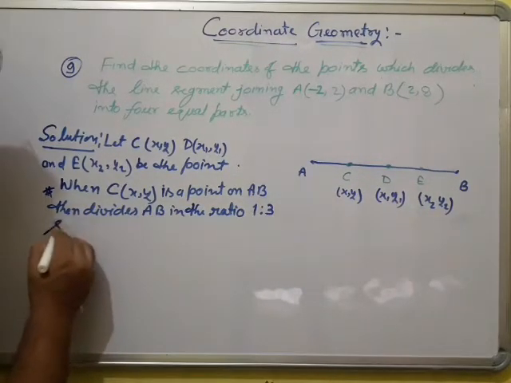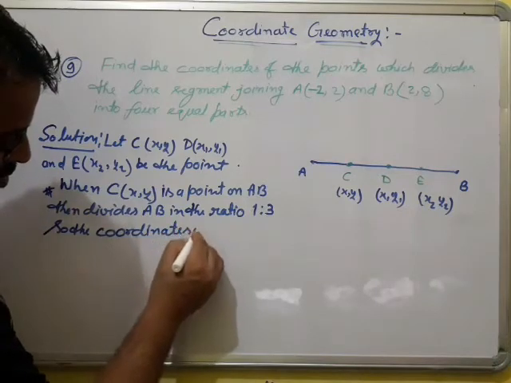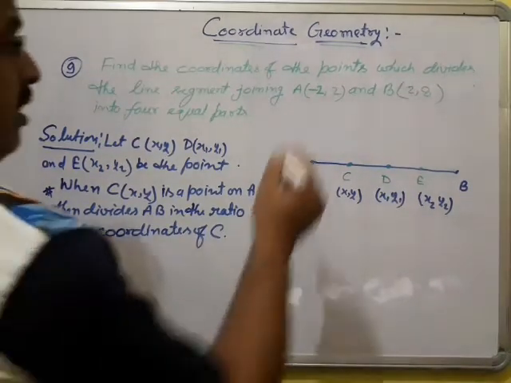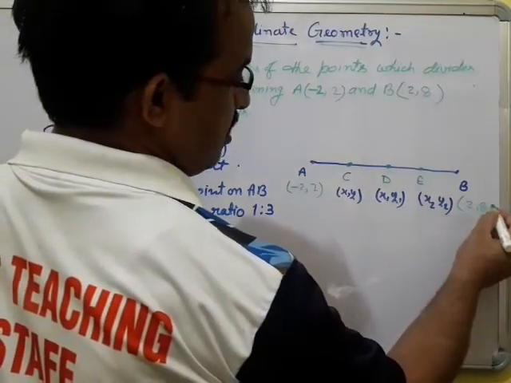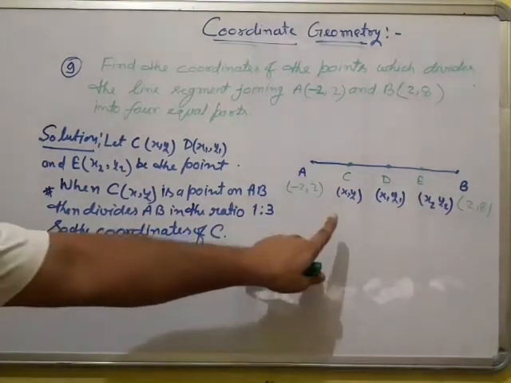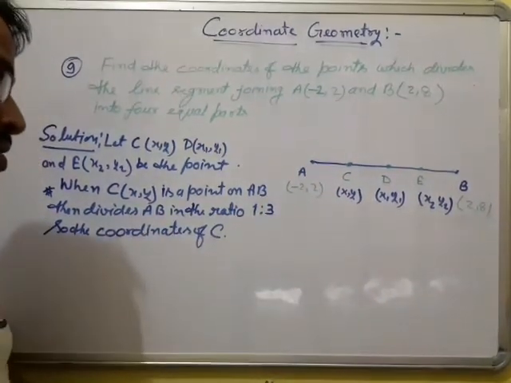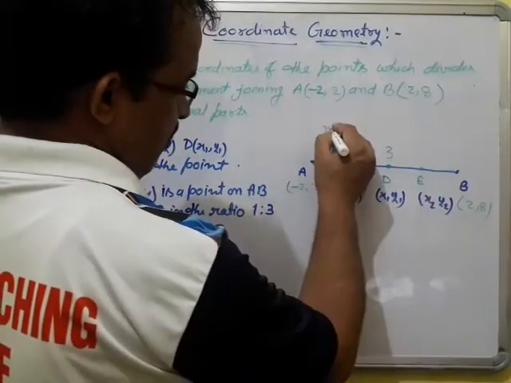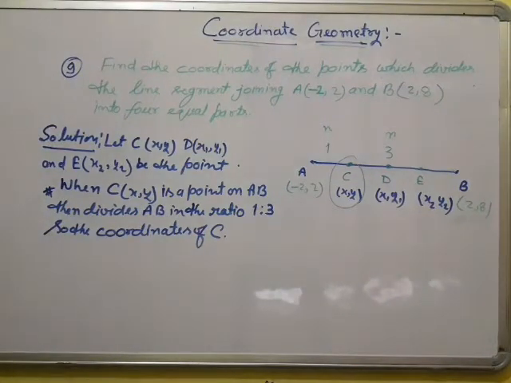The coordinates of C: A's coordinates are given as -2, 2, and B's coordinates are 2, 8. For the point C we will find the coordinates, and the ratio M to N is 1:3. Clear? So let's find the coordinates of this point.